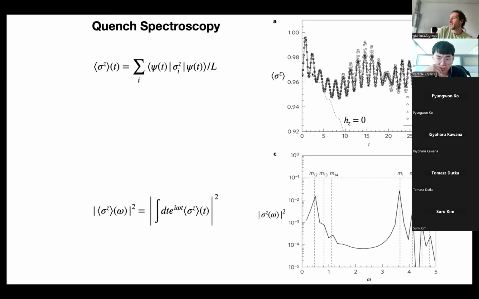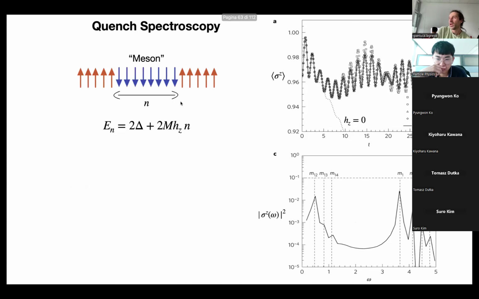And how do we see this even better? We perform a Fourier transform, and then after the Fourier transform, we have these peaks, and these peaks can actually be predicted to some extent with a two-body model.